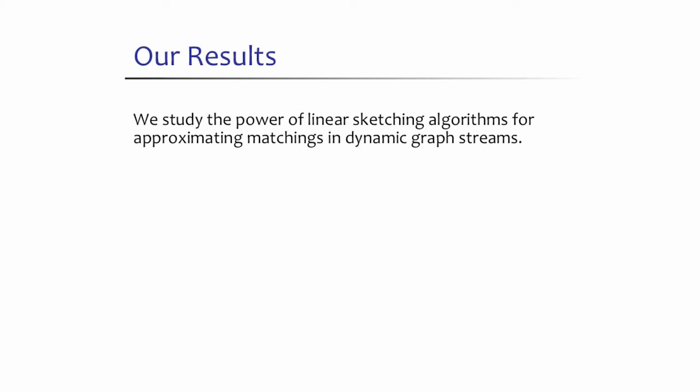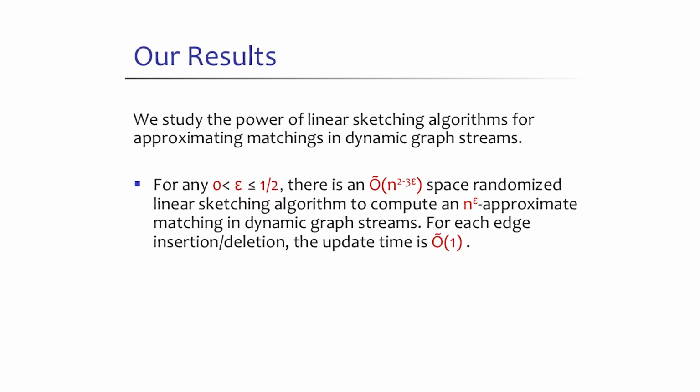So this talk is about understanding what you can do using linear sketching in terms of approximating matchings in dynamic graph streams. And the first result is a positive result, which says that essentially for any epsilon less than half, if you wanted an n to the epsilon approximation to the matching problem, then you can do so using roughly n to the 2 minus 3 epsilon space. Okay? So if you settle for an n to the epsilon approximation, the saving is cubic in the approximation factor over the trivial space requirement. And moreover, the algorithm is efficient in terms of the update times. It just takes polylog n time per insertion or deletion.